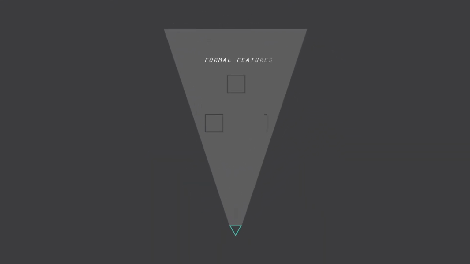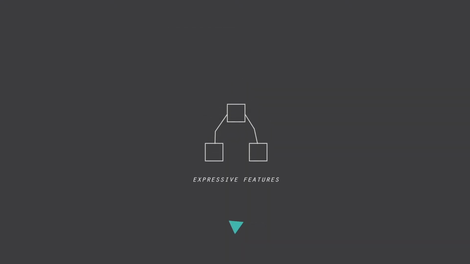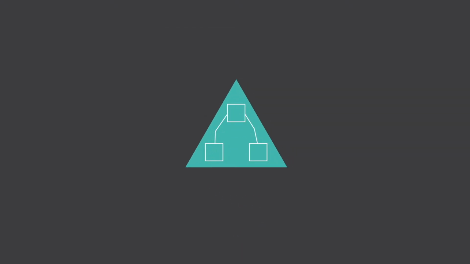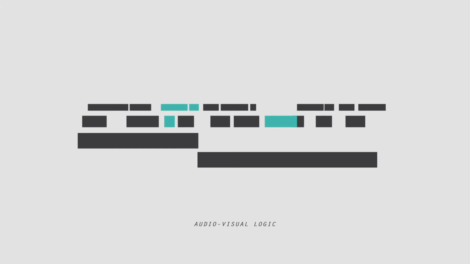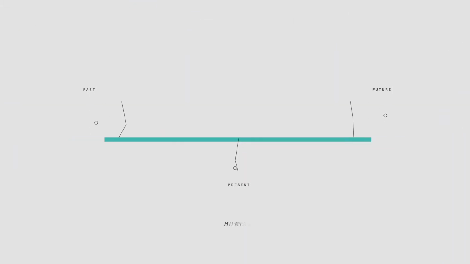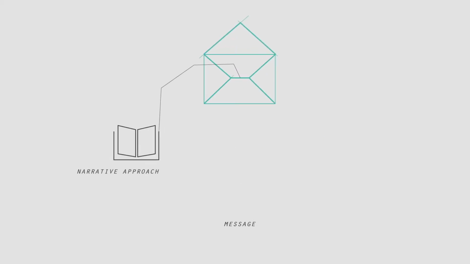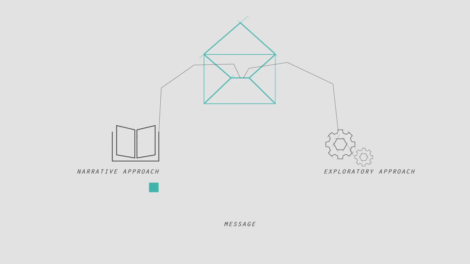They have formal features that take care of structure, and expressive features that take care of form. Formal features guarantee the audiovisual logic, represent space and time. They define the type of message. They can have a narrative approach that involves us using design and its story, reaching conclusions. It can also have an exploratory approach that communicates in a clear and objective way, without much design, or with a lot of it, encourages us to make our own conclusions.